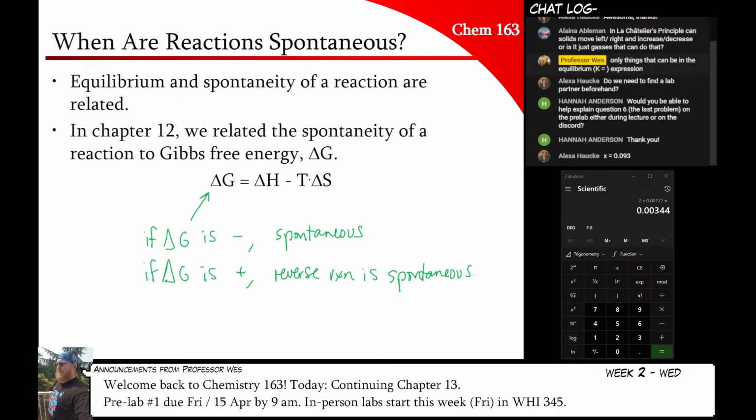Now, why is that relevant to us? Well, we're talking about equilibrium, right? So delta G must be related to which direction a reaction will go, primarily. And it is. And we're going to relate delta G to the equilibrium constant to round out chapter 13, which will be the last thing that we do. Unfortunately, probably not today, because we're going to need more time.